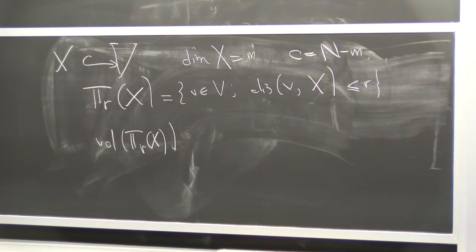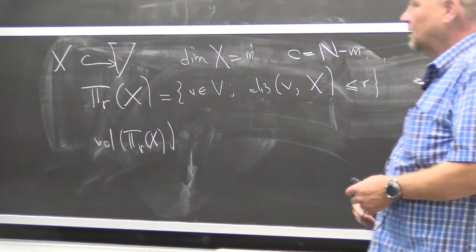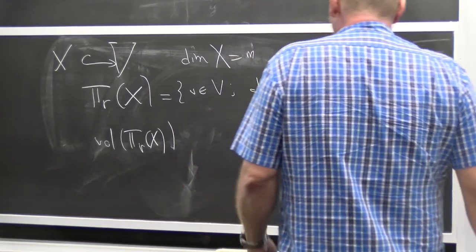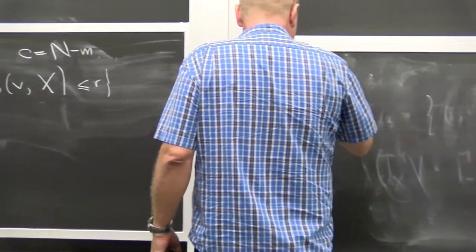I mean, the main steps are simple. Just I've left the hard part at the end. It's hidden. So how do we compute the volume? Well, we have an exponential map, a normal exponential map.